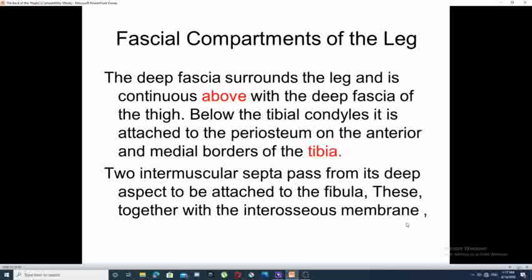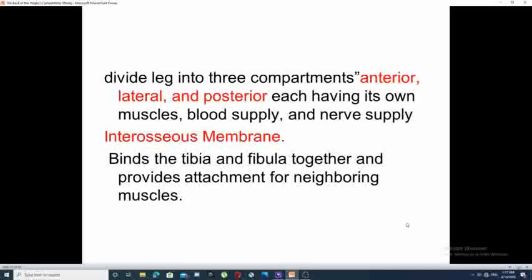Two intermuscular septa pass from its deep aspect to be attached to the fibula. These, together with the interosseous membrane, will divide the leg into three compartments: anterior compartment or the extensor compartment of the leg, lateral compartment, and the posterior compartment or the flexor compartment of the leg. Each compartment has its own muscle, blood supply, and nerve supply.